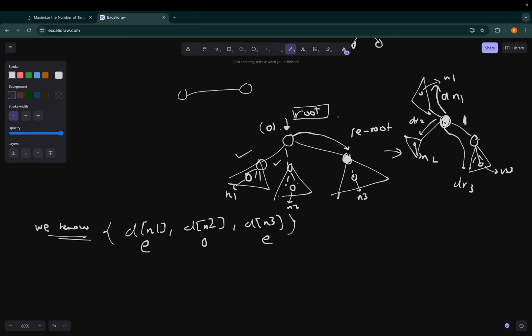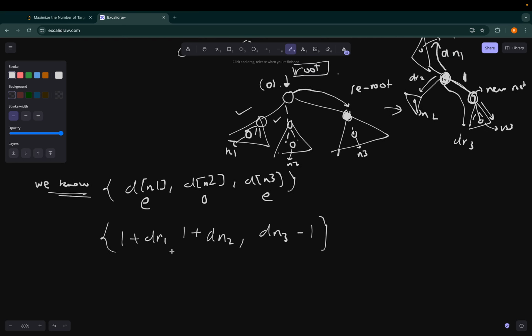So what will change? This is my new root. For the new root, what will be the distance of n1? It will be 1 plus d of n1, right? We basically go 1 and then go d of n1. D of n2 would be similar, 1 plus d of n2, and d of n3 would be d of n3 minus 1, because d of n3 was in the way of the old root, so we just subtract this edge.